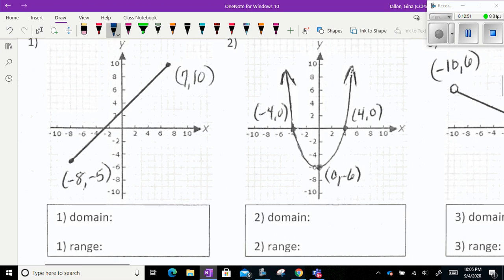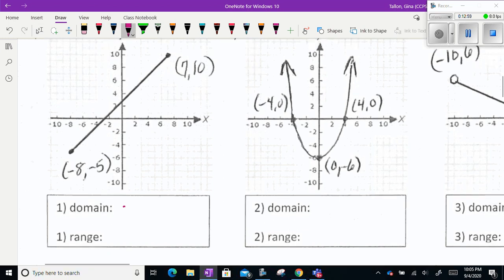The smallest x value that exists here, and I think I'm going to pick purple to write with. The smallest x value that's on this graph is -8. And the largest x value on this graph is 7. This is my -8. This is my 7. Both of them have solid dots, both points. So we have put brackets around those values. And my range, the lowest value over here is -5, and the highest value is 10. They are both included, so I'm going to put brackets around them as well.